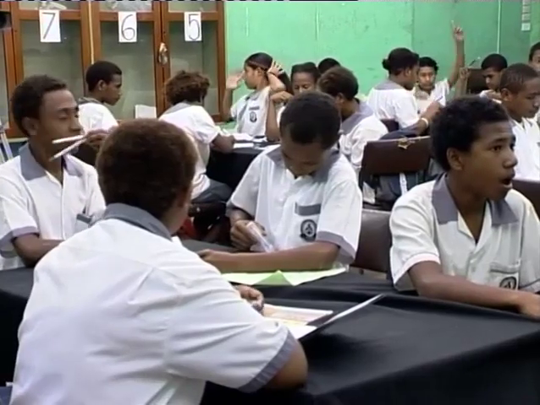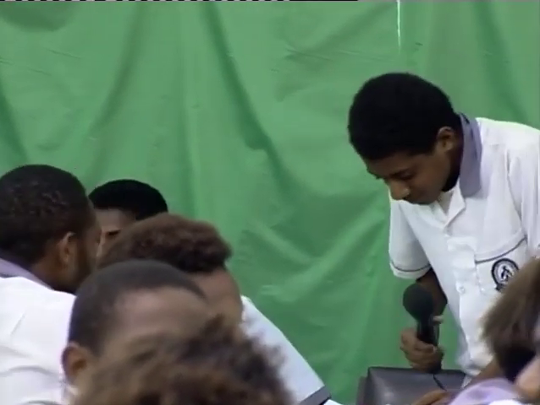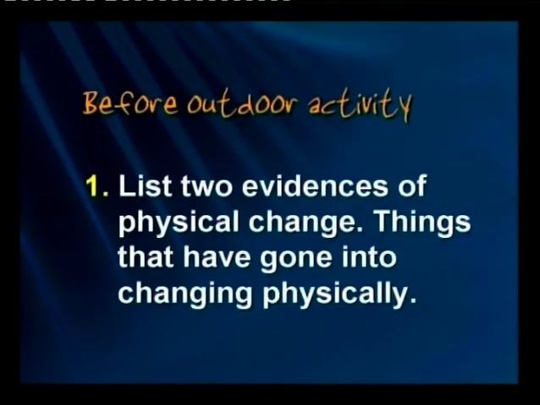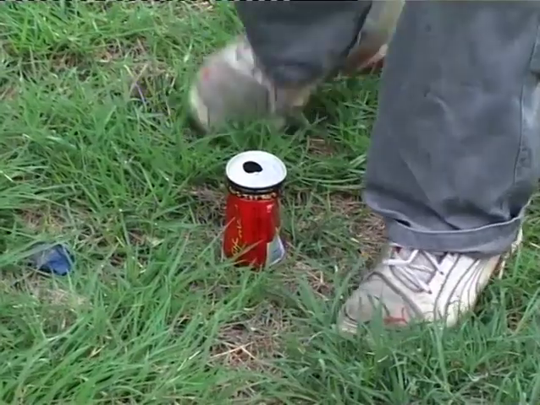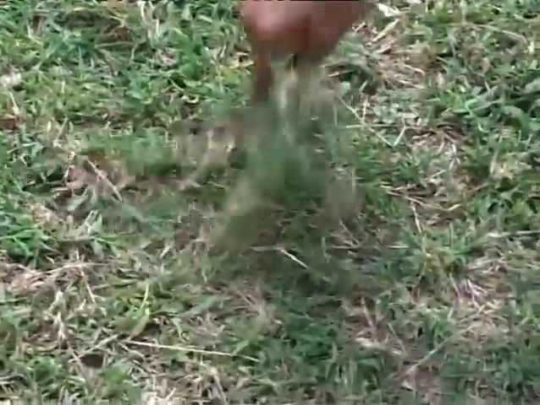Okay, who's ready to tell us one? Donald's group, thank you. Describe to us what you have found out outside. Okay, we went outside and we are looking at a lawn. Our first question was to list 2 evidence of physical change, things that have gone into changing physically. Our first answer is a smashed can, it's a physical change. Second, a squashed can, it's a physical change, and pulling grass is a physical change.